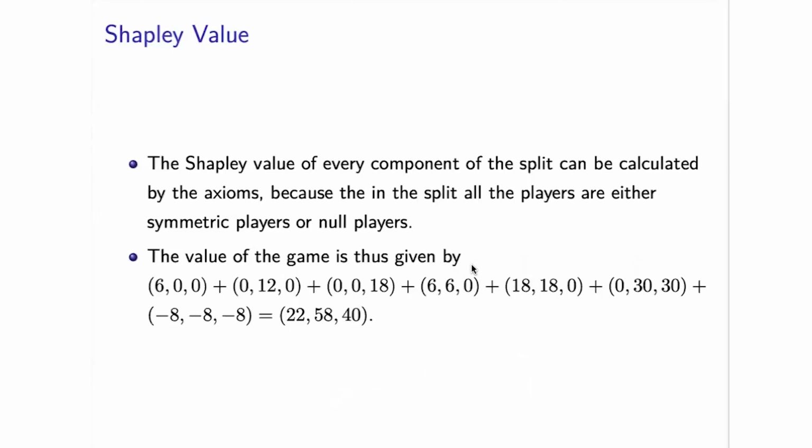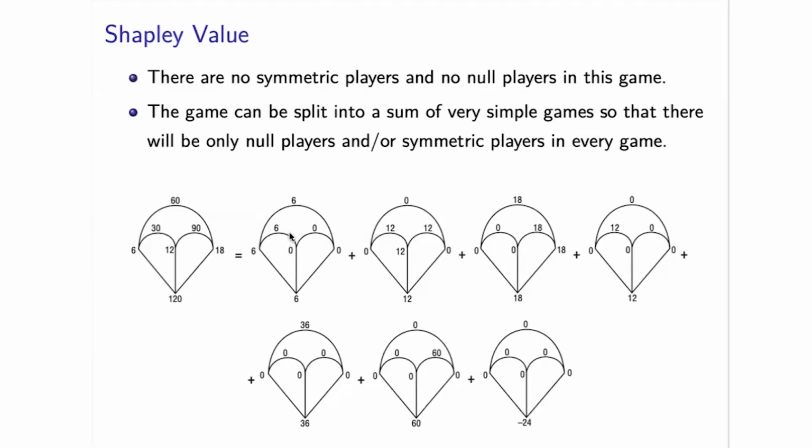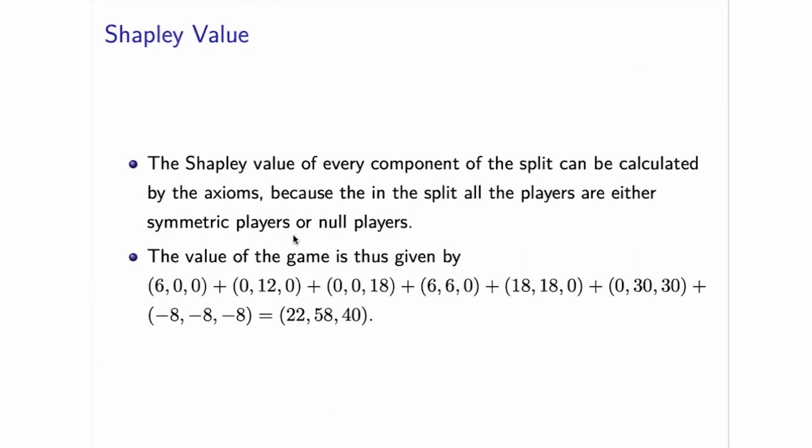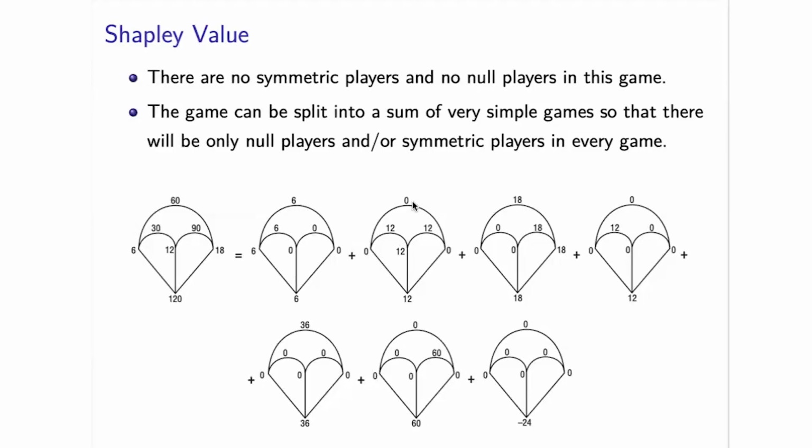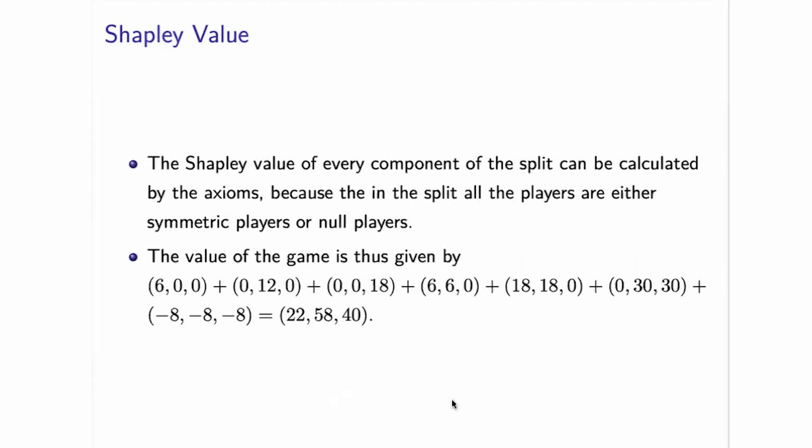Okay, so what's the value of the game? So again, as I mentioned, the first one will be 6, 0, 0. The second one will be 12, 0, 12, 0, 0, 0, 18, 6, 6, 0, 18, 18, 0, 0, 30, 30, and minus 8, minus 8, minus 8, right? So if you now add up, 6 plus 6 is 12 plus 18 is 30 minus 8 is 22. So that's the payoff going to the first player.